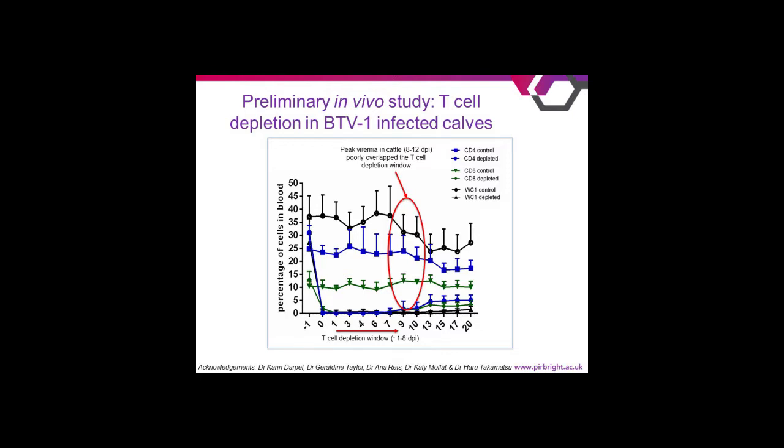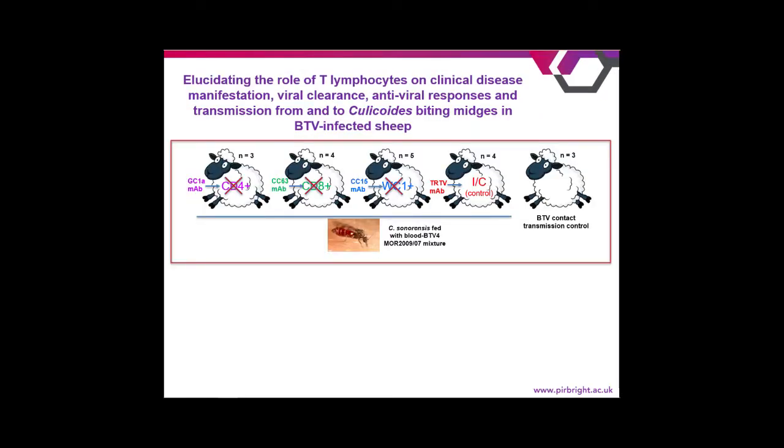So the project that I'm working on hopes to almost replicate this in sheep, to look at the role of T cells on clinical disease, viral clearance, antiviral responses, and also transmission to and from the Culicoides biting midges, but in BTV-infected sheep. Hopefully, because the viremia is earlier, it should overlap better with the T cell depletion window. To do this, we intravenously inoculate monoclonal antibodies into the sheep to deplete either CD4 positive T cells, CD8 positive T cells, or WC1 positive gamma delta T cells, and we also have an isotype matched antibody that we inject into a separate group as a control for these injections.